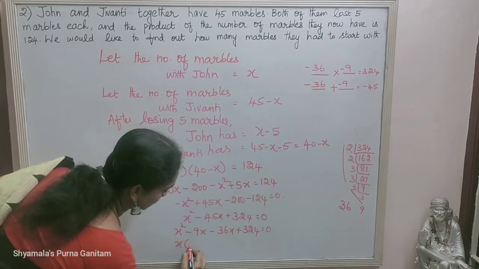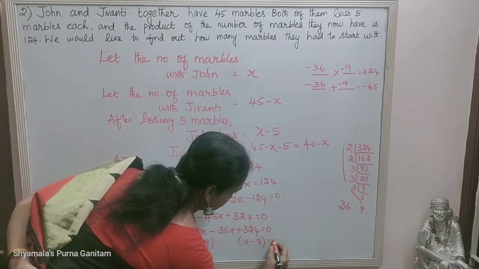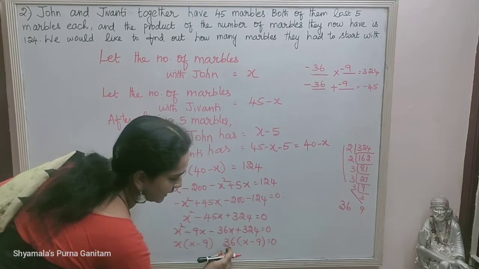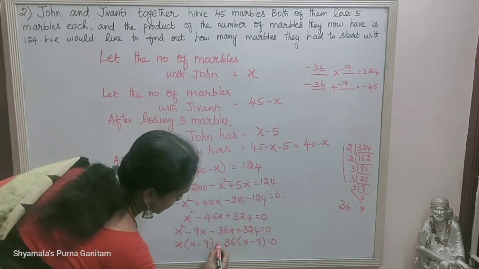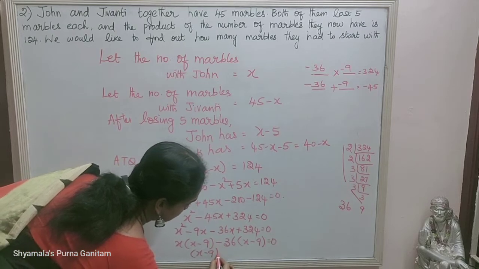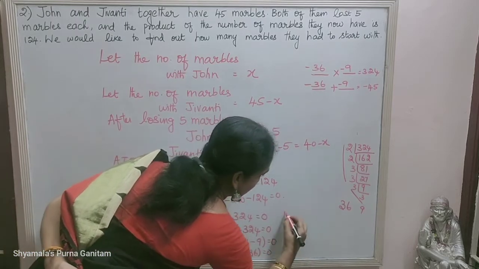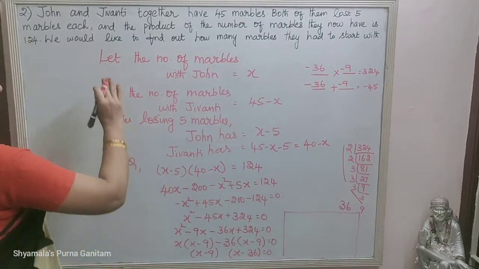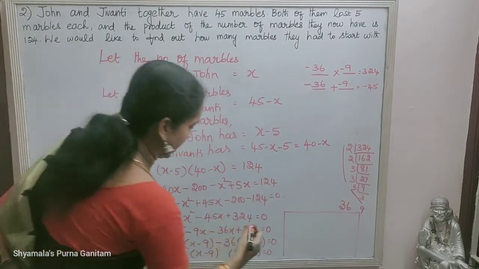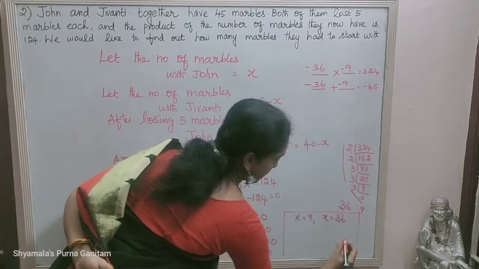Then x into x minus 9. Here also I have to get x minus 9 is equal to 0. If I have to get x minus 9, outside I have to take 36, so here minus 36 I will get. So one is x minus 9 and the other one is x minus 36 is equal to 0. The two factors of x give how many marbles they had to start with: one is x is equal to 9, the other one is x is equal to 36.